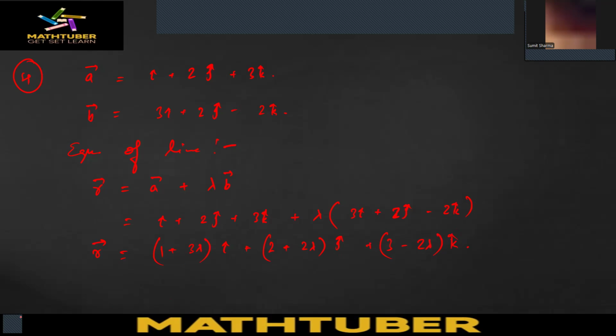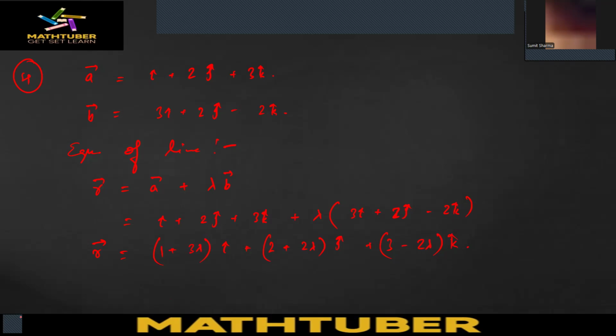Now the fifth question is: find the equation of the line in vector and in Cartesian form. If it is not given that you have to find it in Cartesian or vector, then you can find only the vector form. But if it is given that you have to find both vector and Cartesian, then you have to do both, right? So in the fifth question, we have to find both the forms.